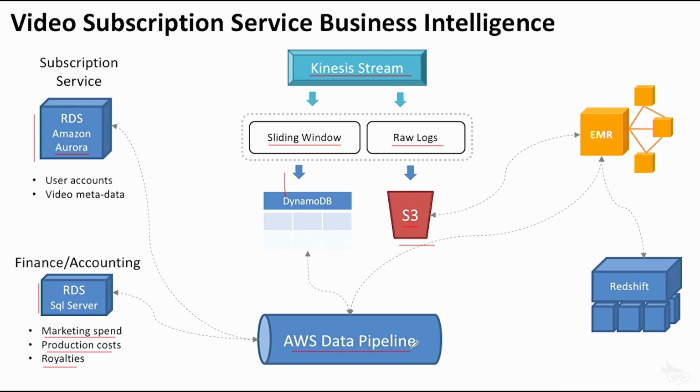So we're going to use AWS Data Pipeline to run queries on these various databases. We're going to pull in information about user accounts. We're going to pull in information about videos. We're going to pull in information about all of our financials. We're going to aggregate all of that data and store it over here in Amazon Redshift. We're also going to take the data from these sliding windows. We're going to leverage AWS Data Pipeline to pull data from DynamoDB and transfer it over to Redshift as well.